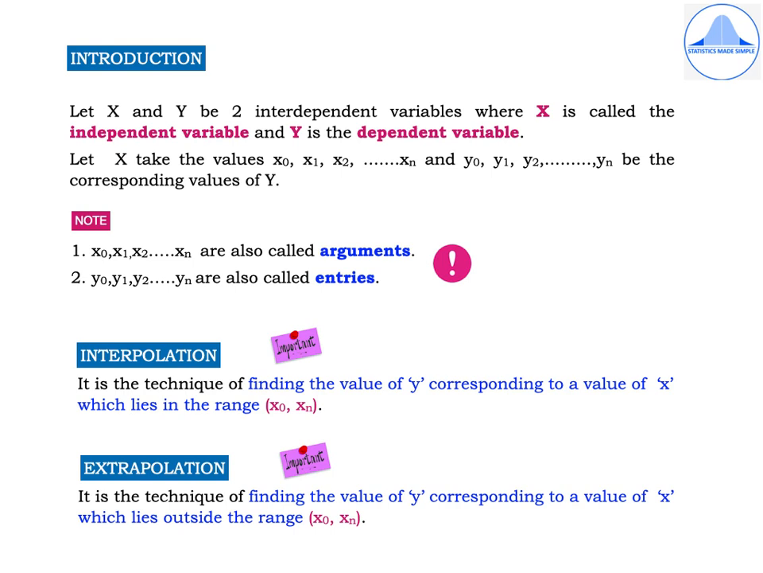Now, the definitions of interpolation and extrapolation are important one-mark questions. So, what is interpolation? It is the technique of finding the value of y corresponding to a value of x which lies in the range x0, xn. And extrapolation is a technique of finding the value of y corresponding to a value of x which lies outside the range x0, xn.